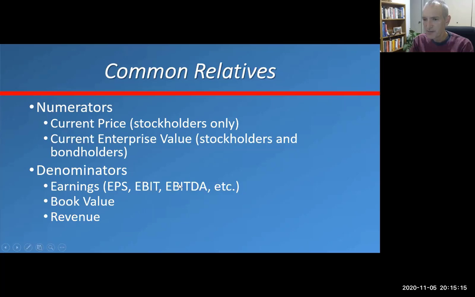Same thing with EBITDA. It's before interest, so you use EV. Earnings per share is net of interest expense. It only belongs to the stockholders, so that's why we use price to earnings. All right?